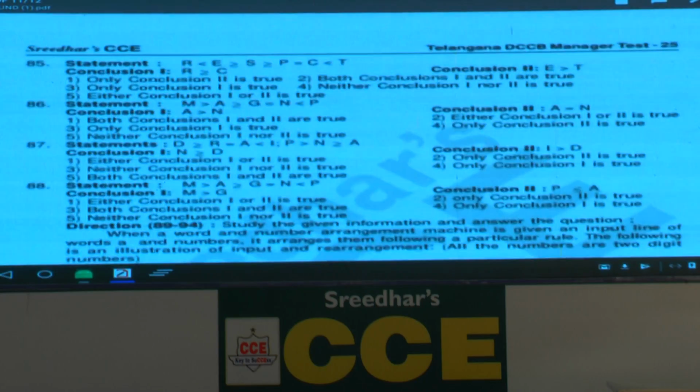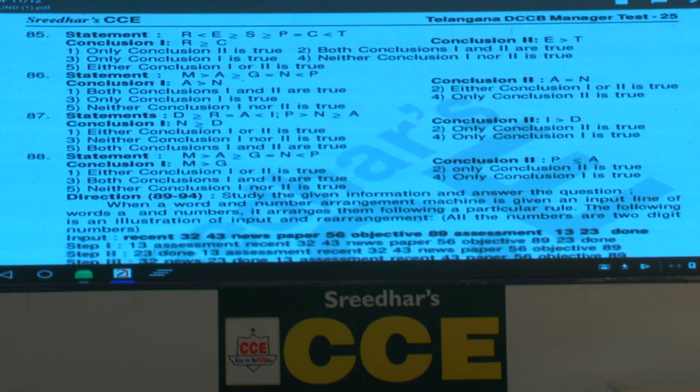Then question number 85. Now in this question, the relation between R and C. Between R and C there is one lesser than and one greater than. Two opposite symbols, no relation between these two. Hence the first conclusion does not follow. Then coming to the second one, E and T. E is here, T is here, again one greater than, one lesser than, two opposite symbols. This also does not follow. Hence neither 1 nor 2, choice 4. Question number 85, choice 4.